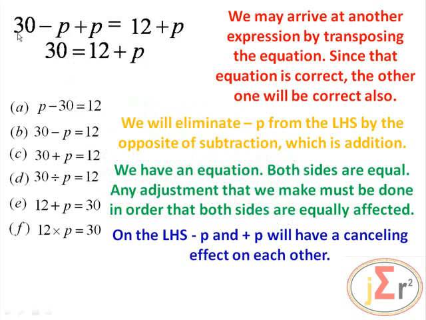P is eliminated from the left hand side, so we have 30 there. 30 is what is going to be there. Only 30, since the p is eliminated. But on the right hand side, we have 12 plus p. Wishing to eliminate the negative p, we add p. Cannot add p to one side, we add it to both. On the left hand side, the p's will have cancelling effects on each other. P will be eliminated on the left hand side. On the right hand side, we retain 12 plus p.